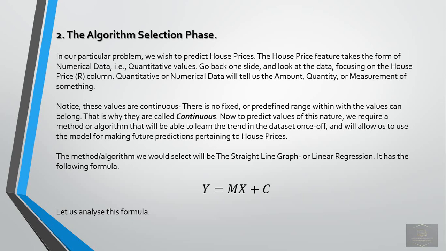Notice these values are continuous. There is no fixed or predefined range within which the values can belong. That is why they are called continuous. Now, to predict values of this nature, we will require a method or algorithm that will be able to learn the trend in the dataset once off and will allow us to use the model for making future predictions pertaining to house prices. The method or algorithm that we would select will be the straight line graph or linear regression. It has the following formula: y is equal to mx plus c. Let us analyze this formula.